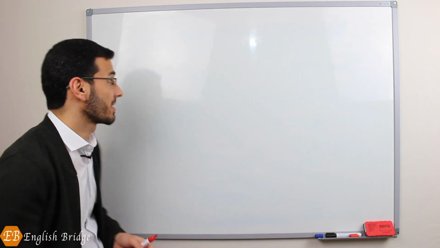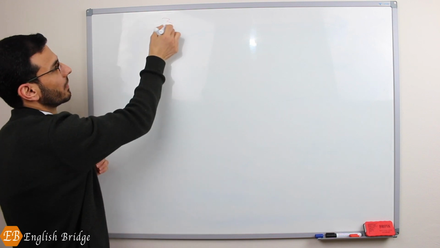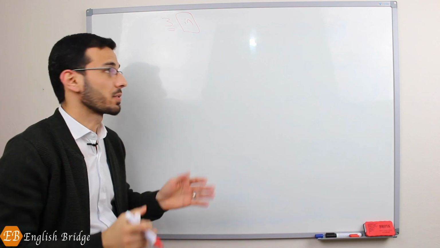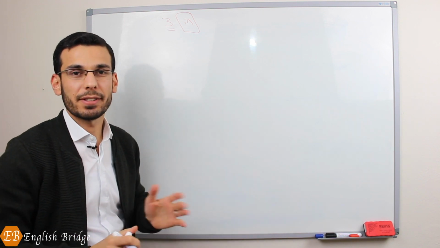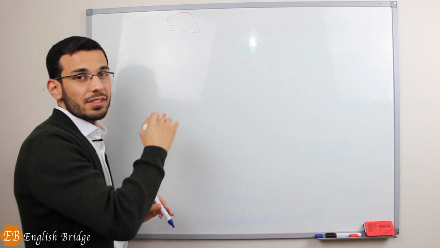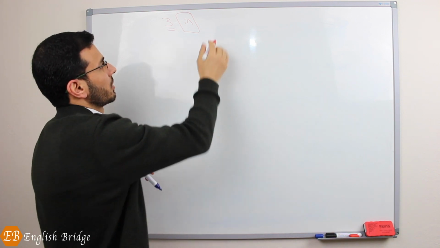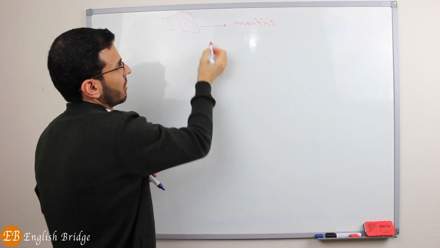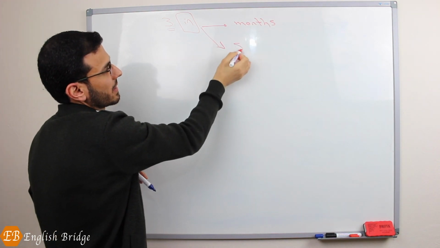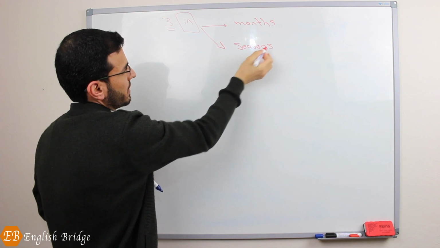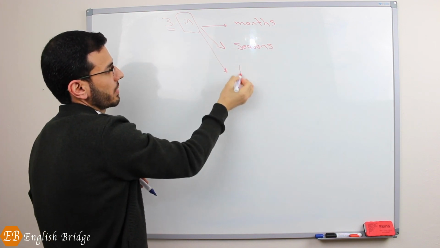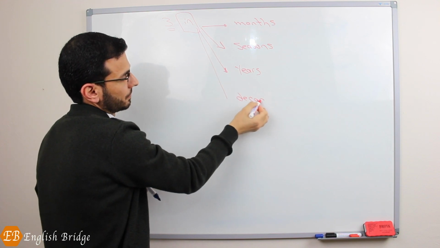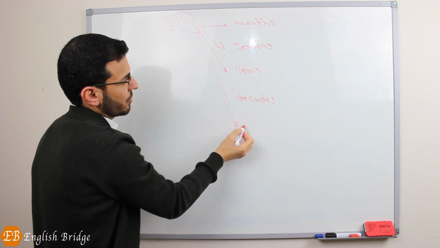The next one we have is in. And this one is a little bit confusing, because it comes with a lot of words, expressions, etc. So first, let's talk about when we use in in general. We use in to talk about months. We use in to talk about seasons. We use it before years, decades, and centuries.